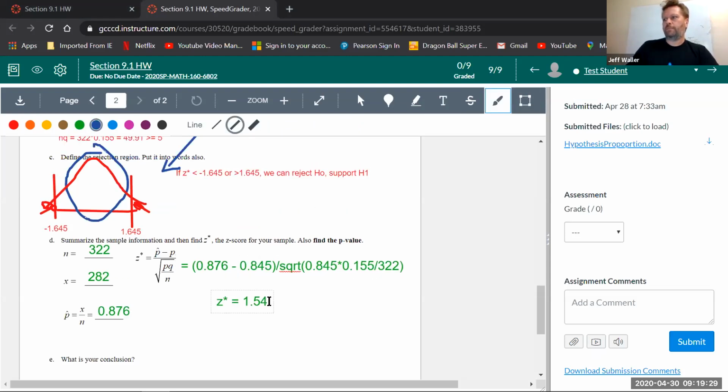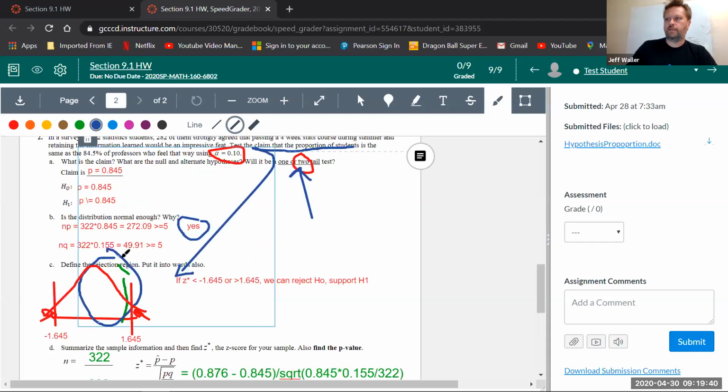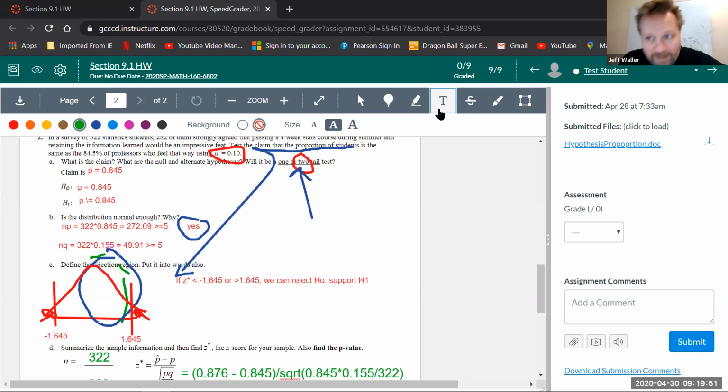So again, let me plot 1.54. 1.54 is like right here. Pretend like that line is straight.